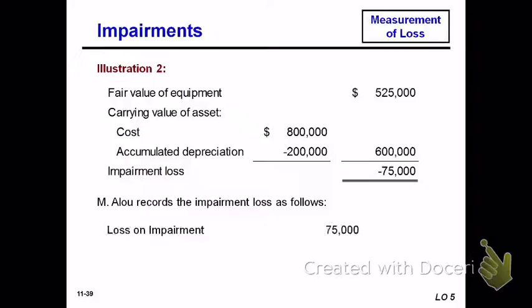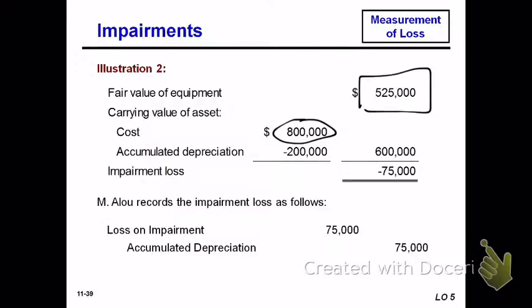So we will debit a loss on impairment, and we will credit accumulated depreciation. We don't want to lose the original cost, but we will record accumulated depreciation so that the carrying value is what it should be. So the carrying value now is $525,000.